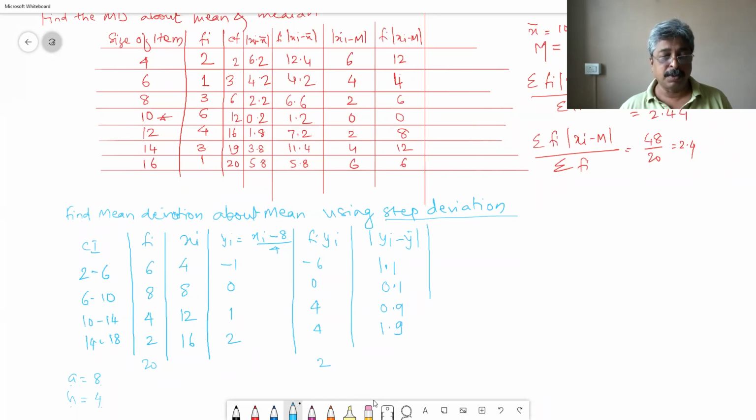So these are smaller numbers compared to the calculations that you have done. fi |yi minus y bar|, minus 0.1.